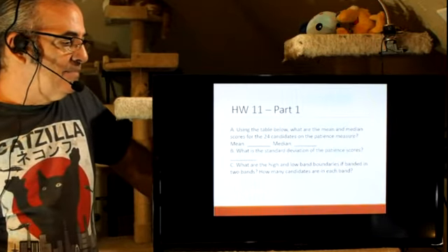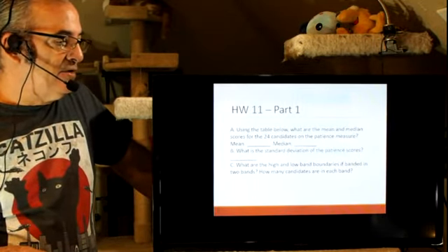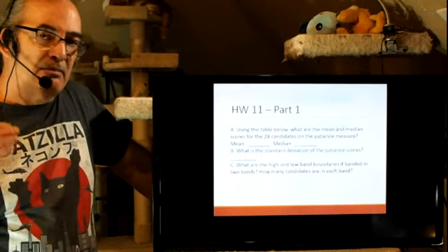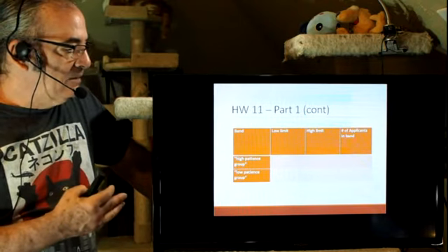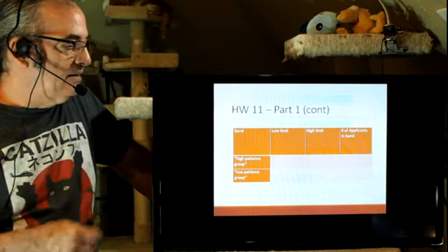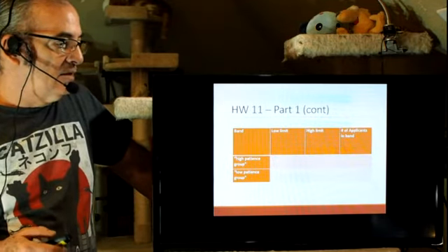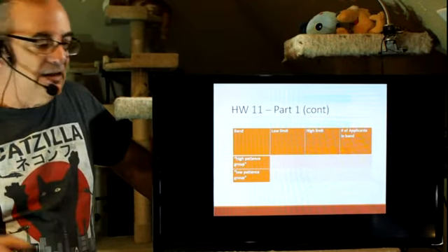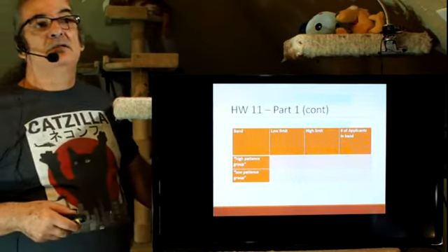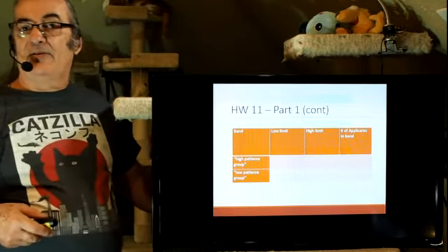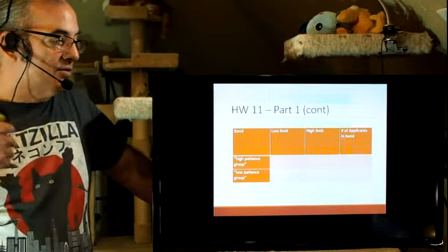Well, the high and low band boundaries are banded in two bands. How many candidates then are in each band? And that's the band based on the median split. So: band, low limit, high limit, and number of applicants in bands. You fill out the table. So check the assignment. You've got the data table in there, and that assignment is in Word. You should be able to copy and paste that column of numbers into Excel, if I'm not mistaken.